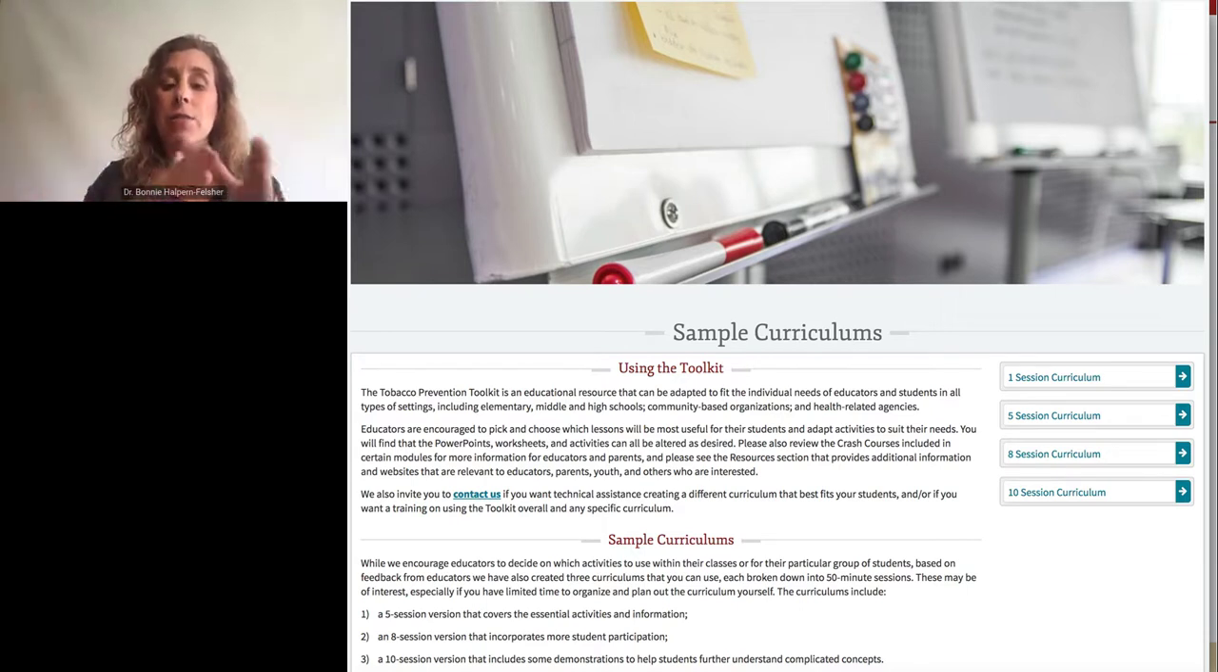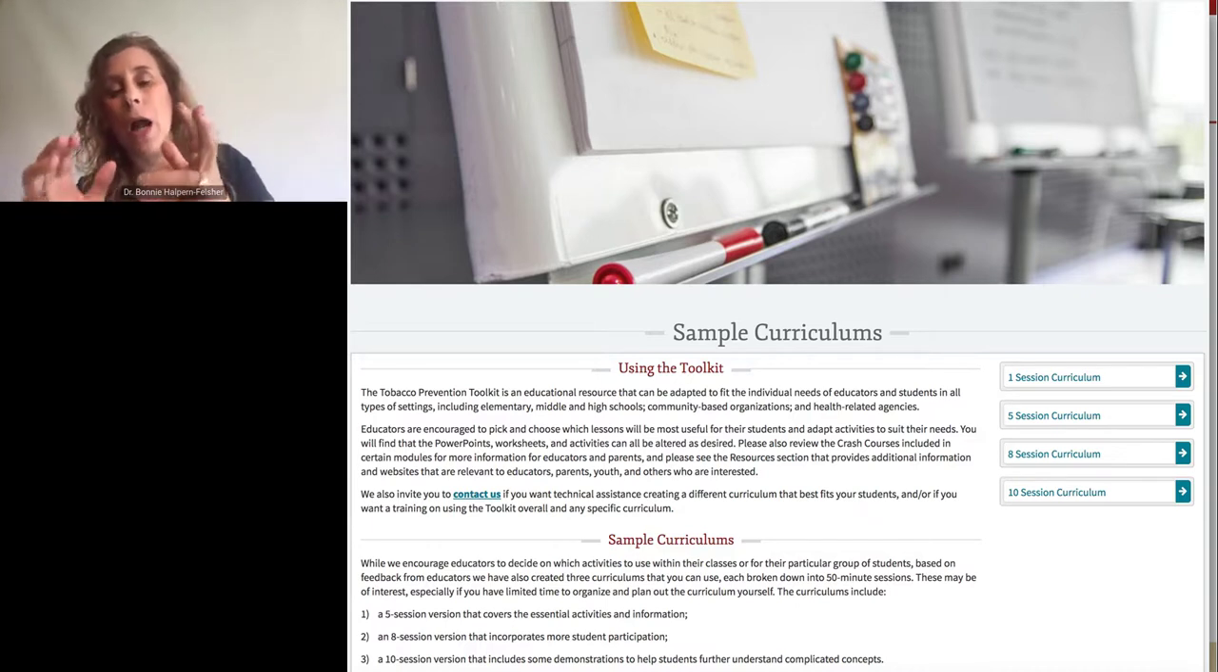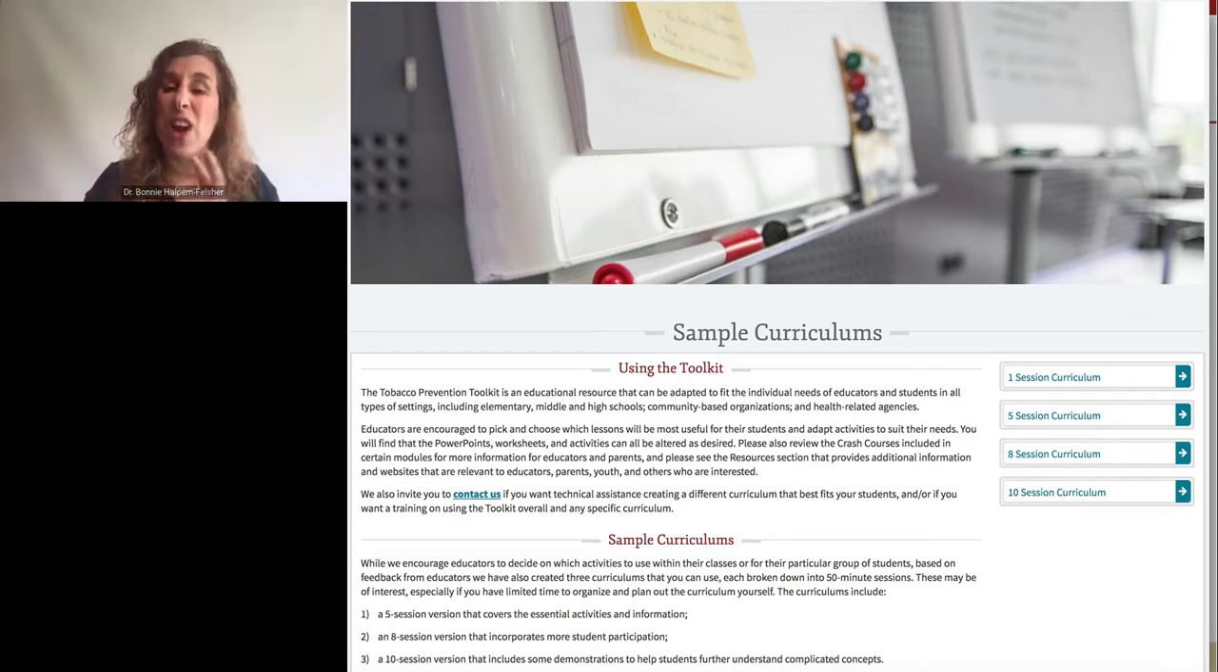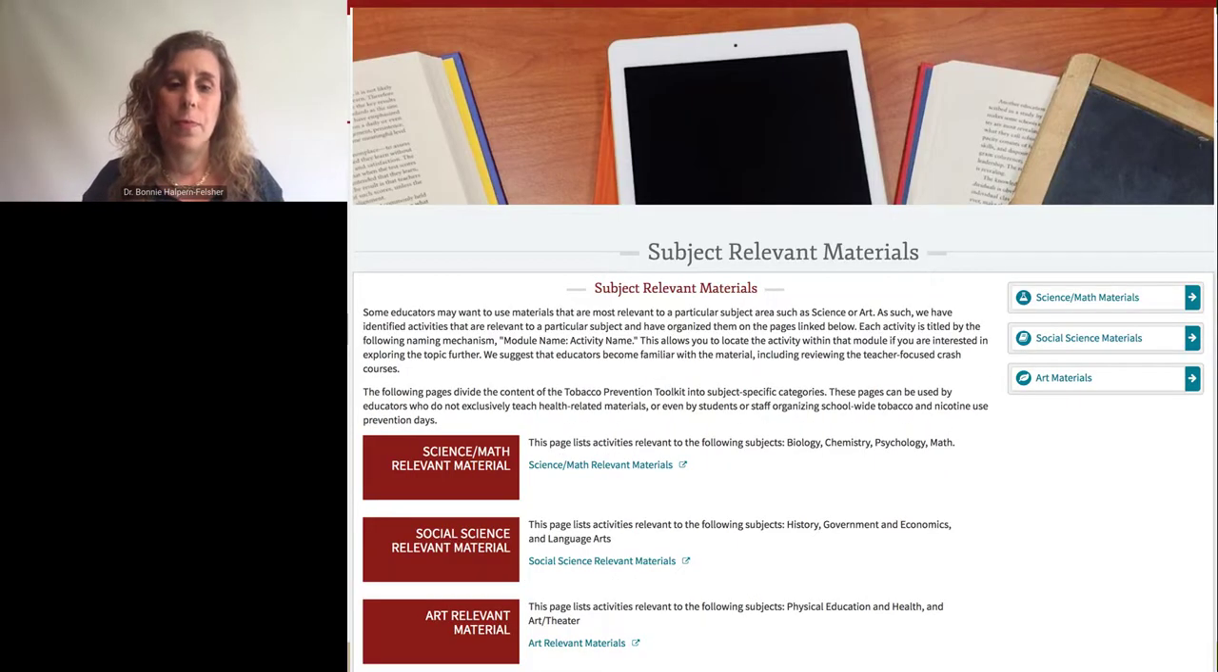And in these 5, 8, and 10 session curriculums, we have a little bit on the brain, a little bit on other tobacco products, a lot on nicotine addiction, and of course a lot on e-cigarettes. And then there are activities as well as lectures, as well as week-long activities that can be done. That's in there. We also have subject relevant material.